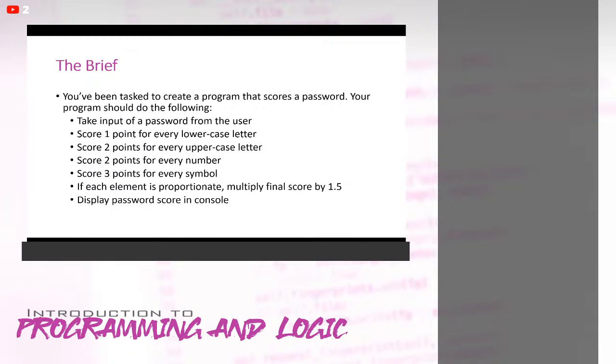And then here, this is interesting, if each element is proportionate, we want to take and multiply the final score by 1.5. So if you have an equal number of lowercase, uppercase, numbers and symbols, we multiply the final score by 1.5, and then we display the password score in the console. So what you might want to do if you're following along here, if you're doing this later especially, pause the video here, write down this brief, write down the key points here, so you can remember them as we go throughout actually writing this code.